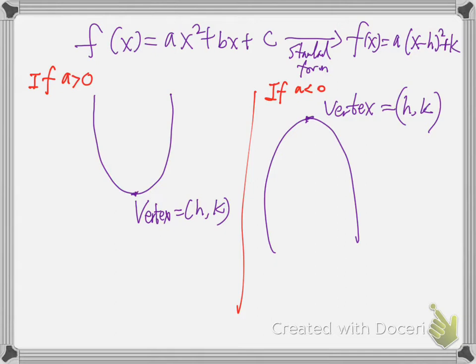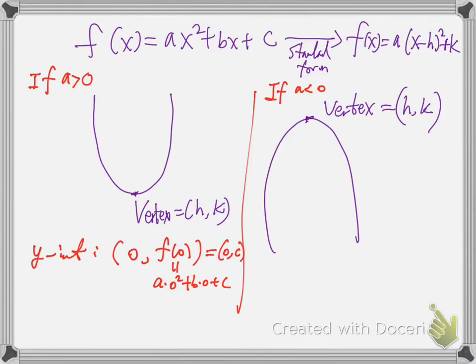Now let's write down the y-intercept and x-intercept. How do we find the y-intercept of a quadratic function? The y-intercept is on the y-axis, so x is 0. It's (0, f of 0). What's f of 0? It's a times 0 squared plus b times 0 plus c, so f of 0 is c. So this is (0, c). The y-intercept is very easy.